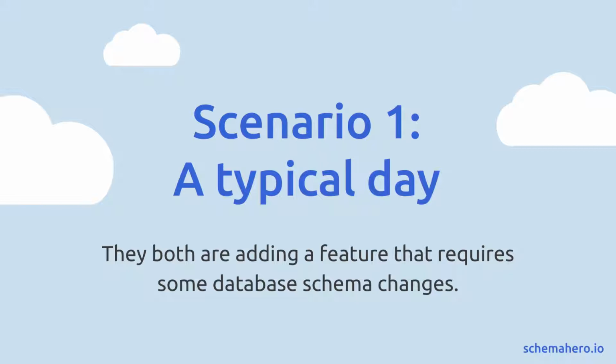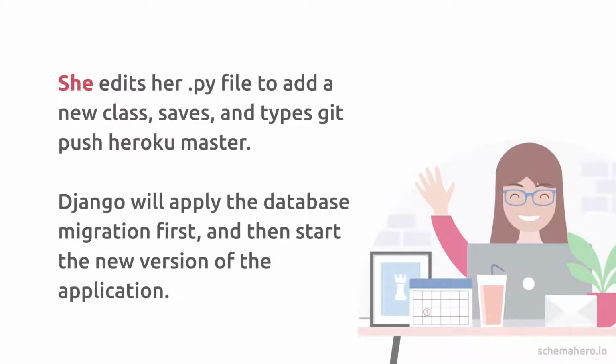The first scenario, both of these developers are adding a new feature that requires a database schema change. Our Django developer, she's just going to edit her Python file, add a new class, save it, and push it to Heroku. What happens when she does that is Django is going to automatically deploy the database migration, wait for that to complete, and then start the new version of the application.